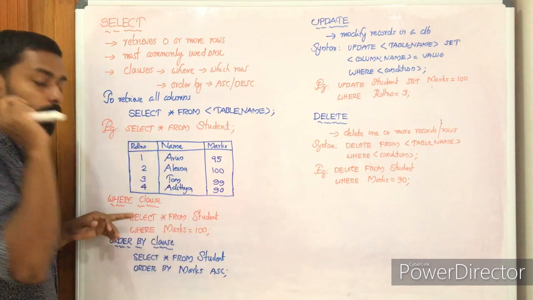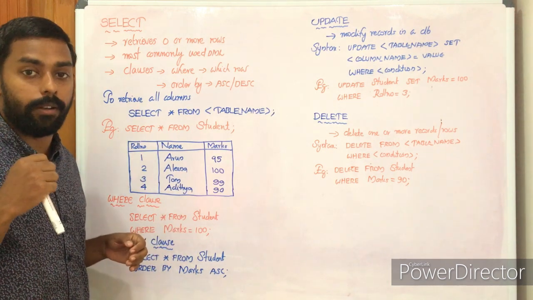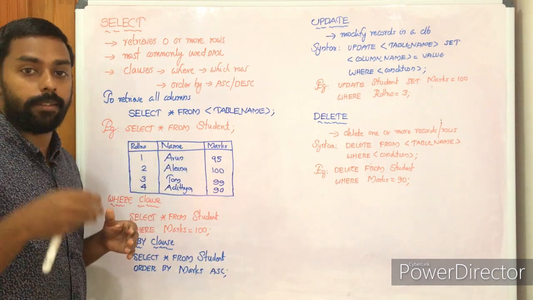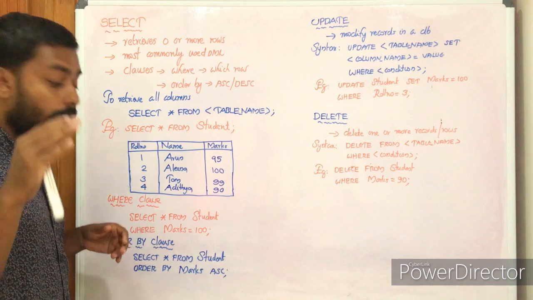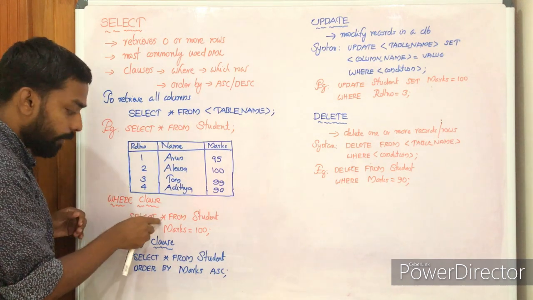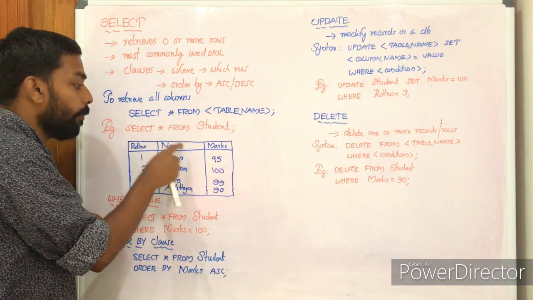Where marks equal to 100. Select star from student where marks equal to 100. What will be the result? Here is our master table. How many rows will be displayed? How many columns will be displayed? 3, because it is star. In the master table we have 3 columns: roll number, name and marks.